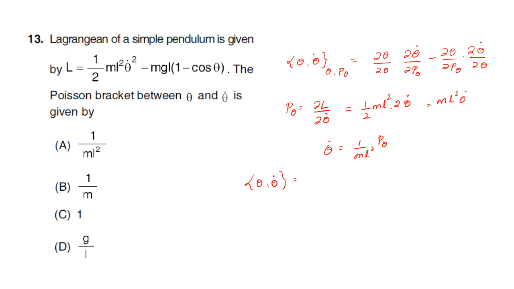1 by the dou theta with respect to dou theta is 1. Therefore dou by dou p theta of 1 upon ml square p theta minus dou theta with respect to dou p theta, it is 0. So this quantity is 0. Therefore 1 upon ml square dou by dou p theta of p theta is 1. Therefore 1 upon ml square is the answer.